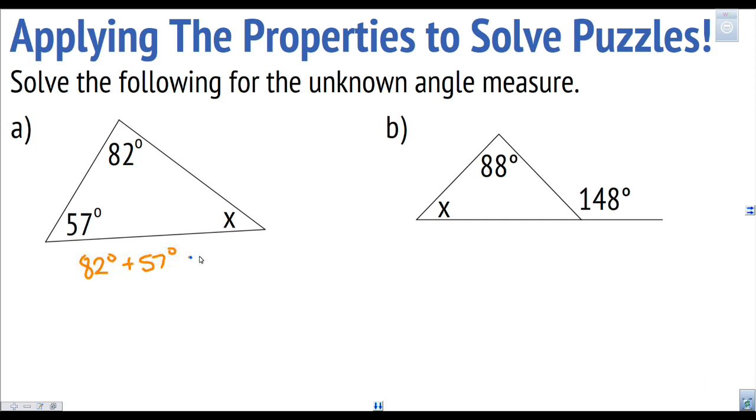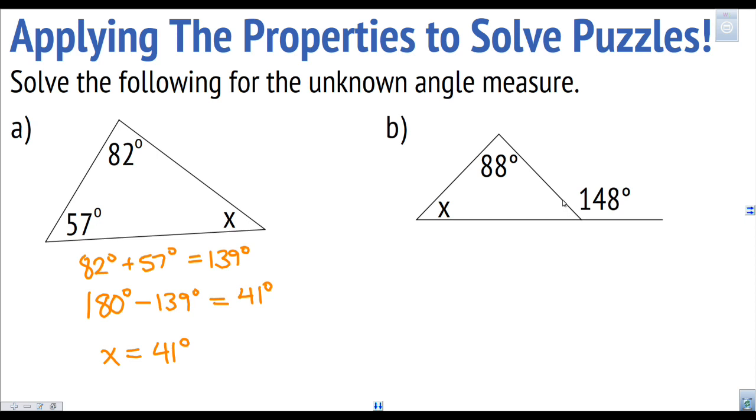That's going to be 139 degrees. So I know that all three, though, have to add up to 180. So I need to find out what's missing from 180, so that when I find x, that missing piece, when I add it to 139, I will get 180. So I'm going to do some subtraction. So 180 degrees, take away 139 degrees, should equal 41 degrees. All right, so in this case, that missing angle x is 41 degrees.